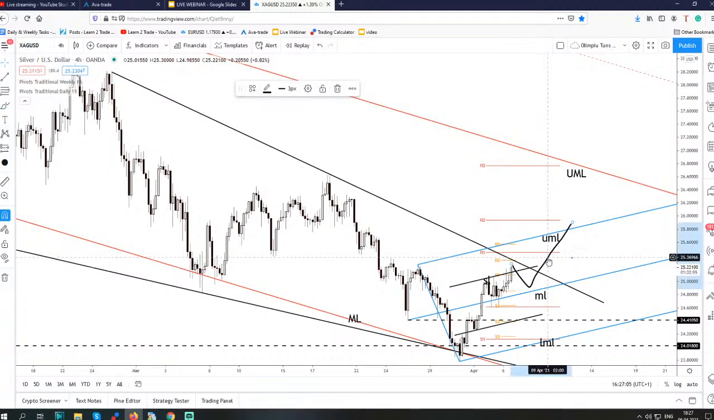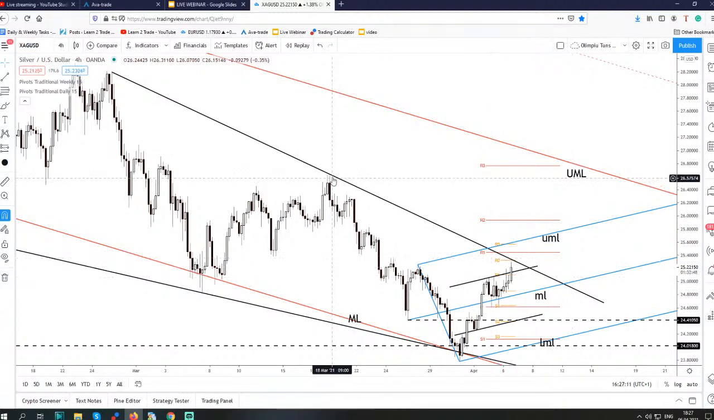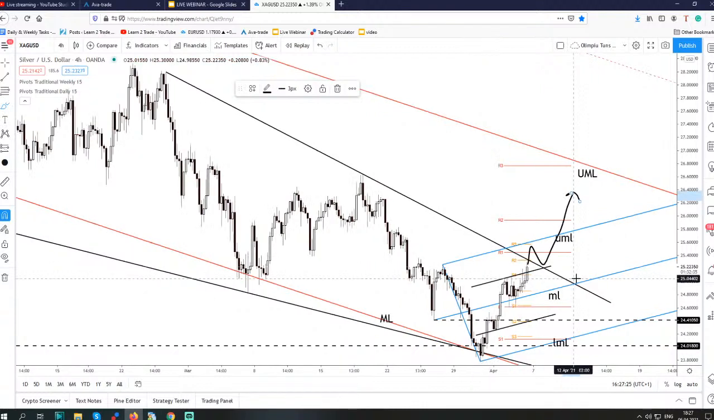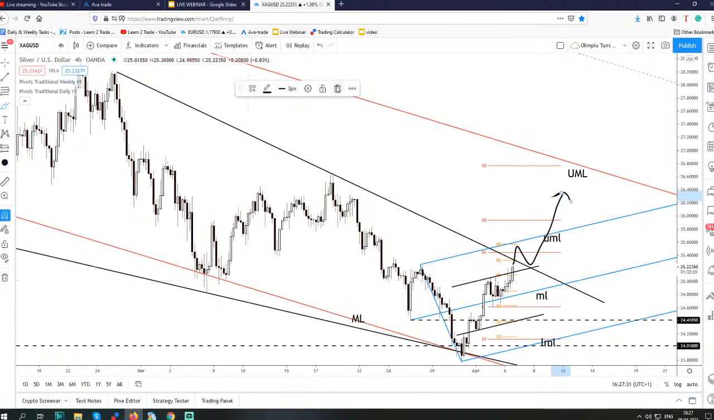Also, if the price will make a valid breakout above this downtrend line, maybe something like this, retest, then we could get a new long entry. Okay, so personally I'm waiting for the price to either make a valid breakout now, or to decrease a little and then to make a valid breakout above this downtrend line and to continue higher.